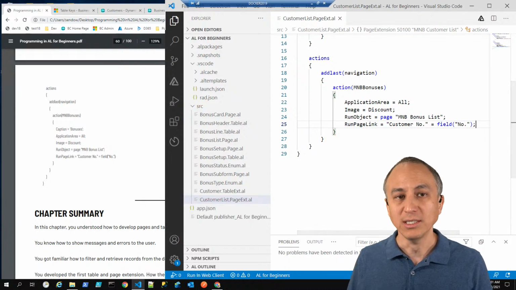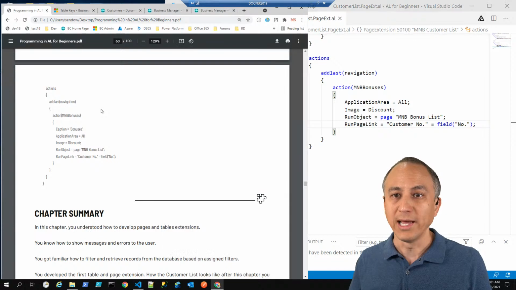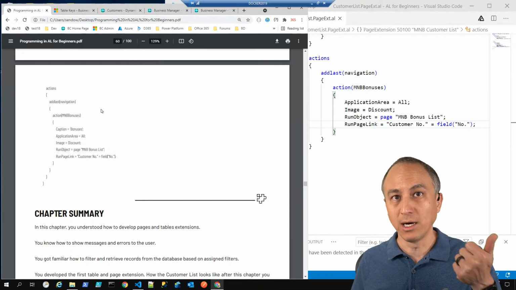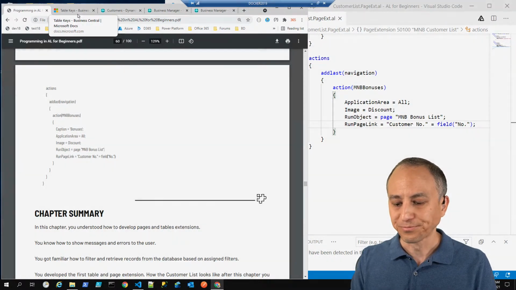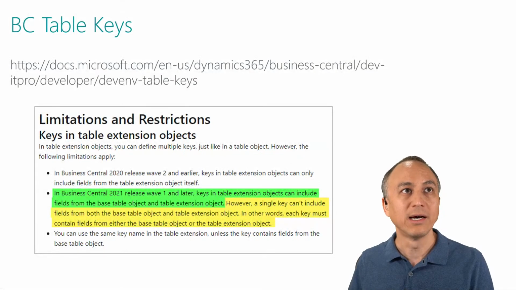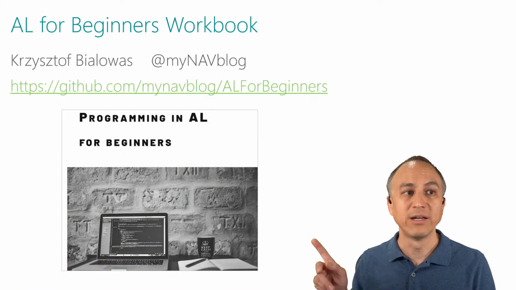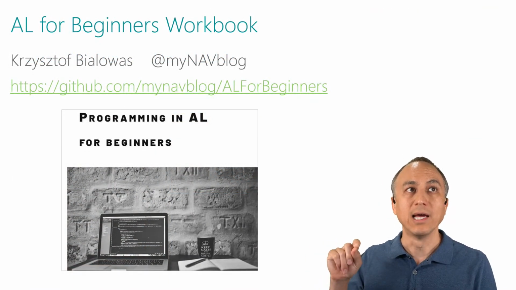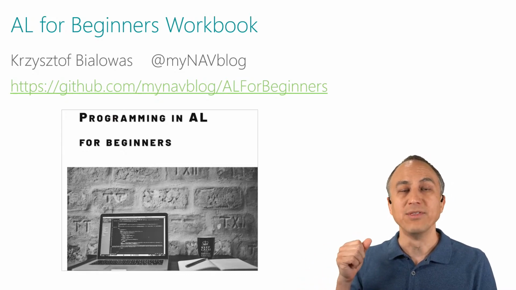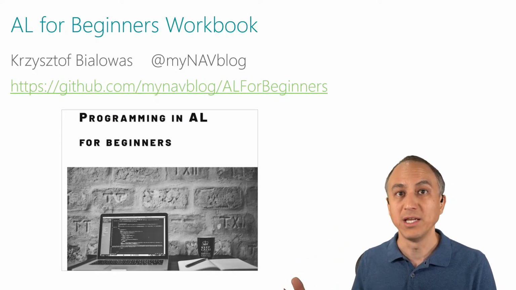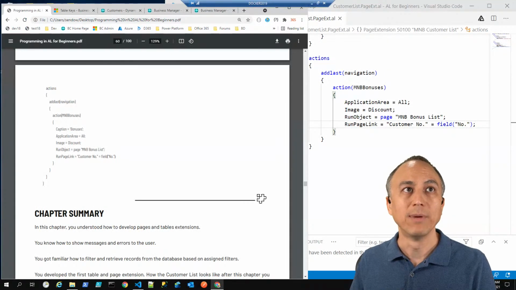And I have a question in the chat. Where do you get this book? At the beginning of the stream, which will be published on YouTube at the end of this, this is available on GitHub. So if I go back, this is the AL for Beginners workbook by Christoph. And so github.com, mynavblog/AL for Beginners. And this is available for free. It's a 100-page PDF where you can work through this. Okay, so back to our code.